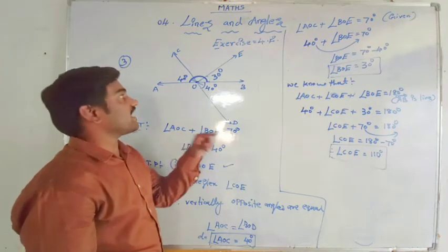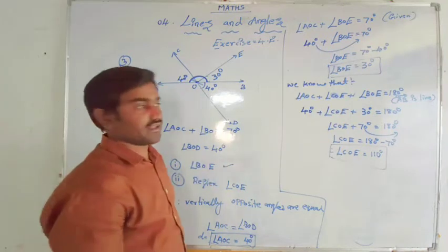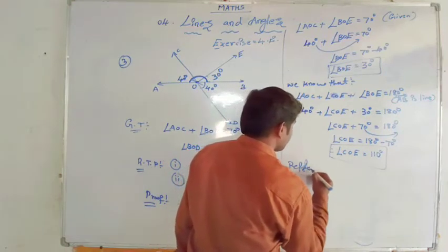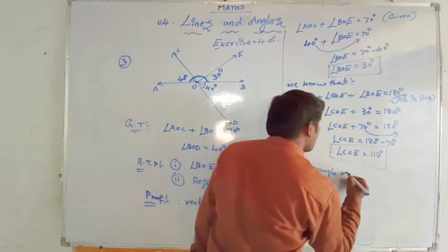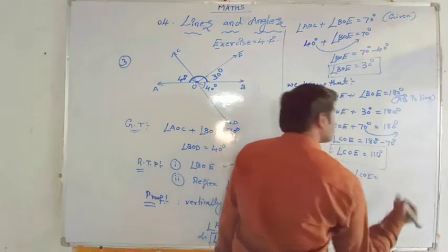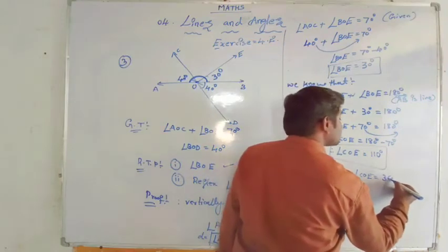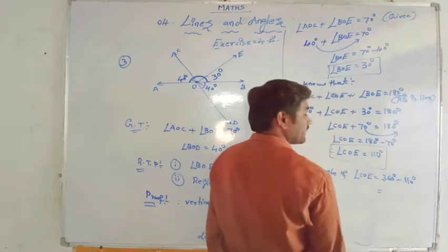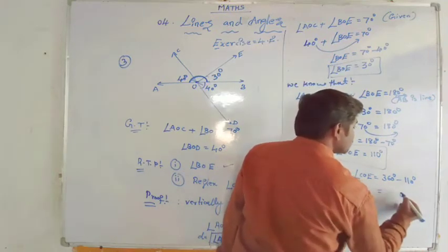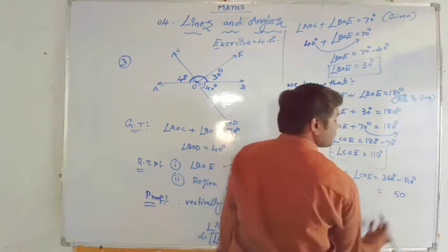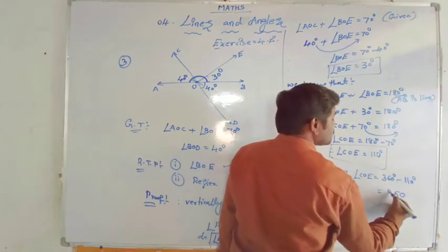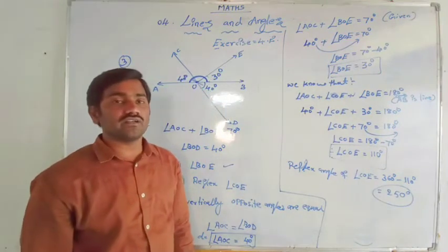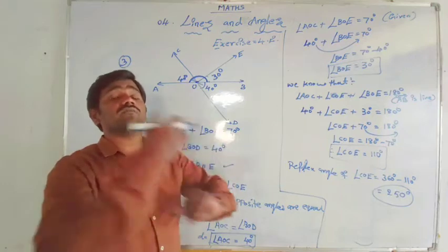The reflex angle of COE is equal to, if you need a reflex angle you have to subtract from 360 degrees: 360 degrees minus 110 degrees. So what do you get? 0 minus 0 is 0, 6 minus 1 is 5, 3 minus 1 is 2, so 250 degrees. The reflex angle of 110 is 250. If you need a reflex angle, you have to subtract from 360 degrees.